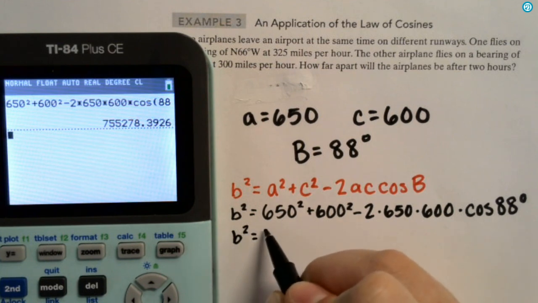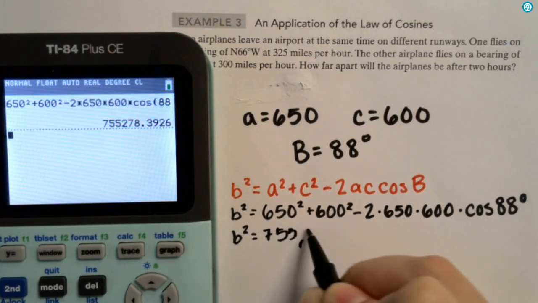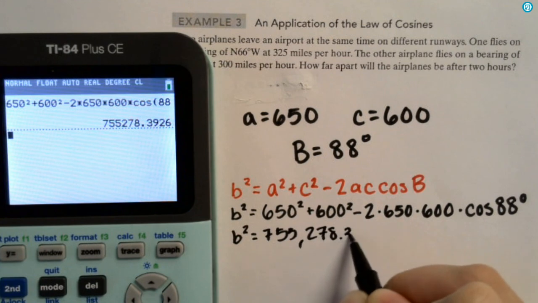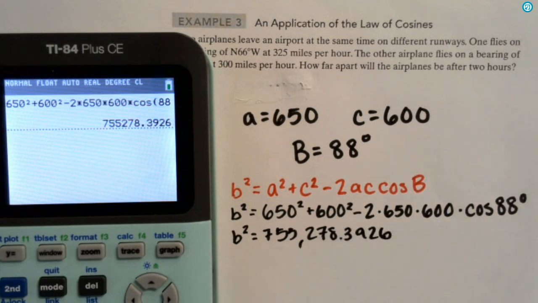So b squared equals 755,278.3926. Now we're just going to take the square root of it. So you can hit second square root, second answer, and it puts in whatever your last answer was to find the square root of it. And I get 869 miles.